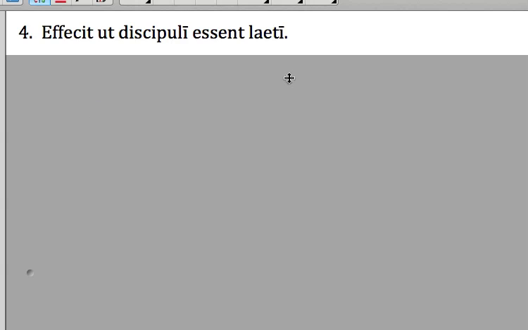Effecit ut discipuli essent laeti. So we have one of these new verbs we just talked about. We have an ut, we have essent, which is a subjunctive. We're going to divide clauses here like always. Okay, we end up with discipuli and laeti in the nominative. So, he brought it about that the students were happy. Another way you could express this is simply, he made the students happy.